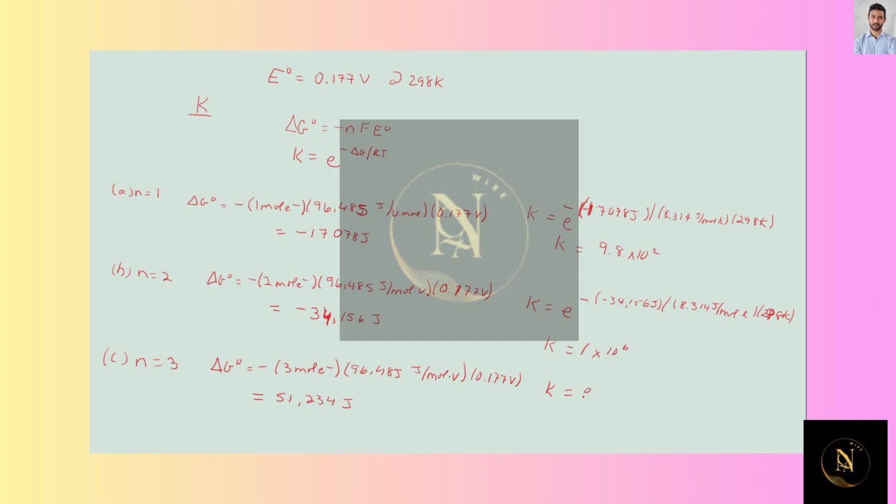K is equal to e to the, sorry, that was a negative in this case again. So e to the negative, and then negative 51,234 joules divided by 8.314 joules per mole Kelvin times 298 Kelvin. And this is all on the bottom, so there really should be square brackets. You're dividing by that whole thing. And you plug that in and you get K is equal to 1 times 10 to the 9th in this case.